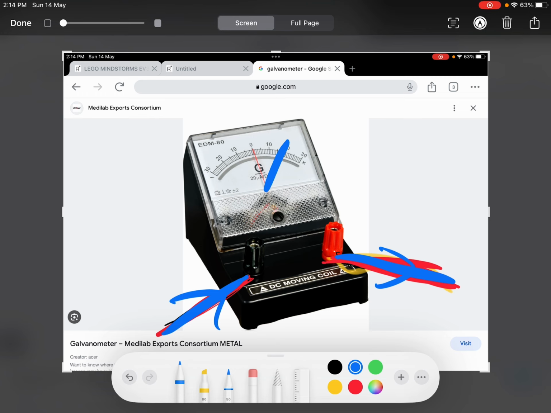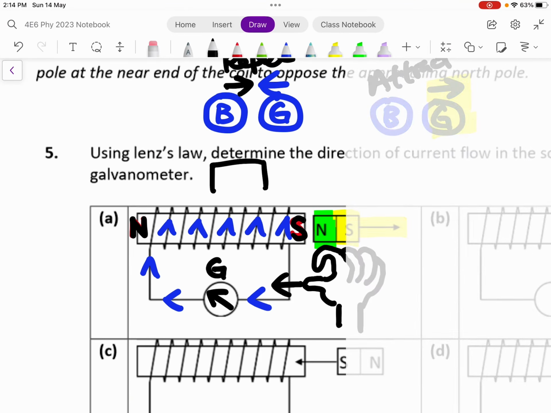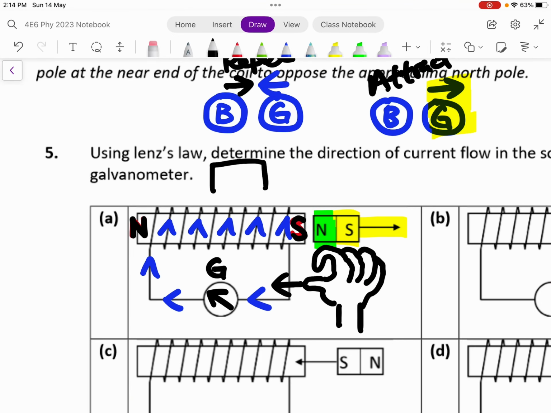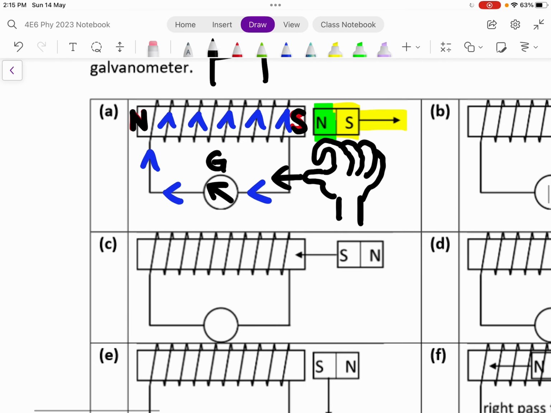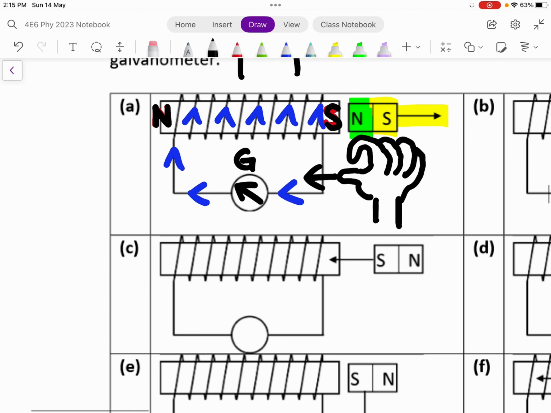So in this particular question, when we apply Lenz's law, after we determine the induced current, we can then deduce how the galvanometer will point, right? In another example, let's say this one. So let's say now C, okay?